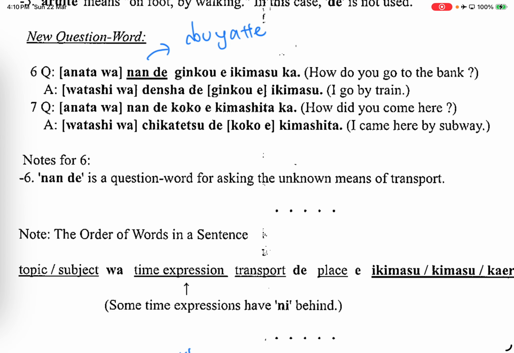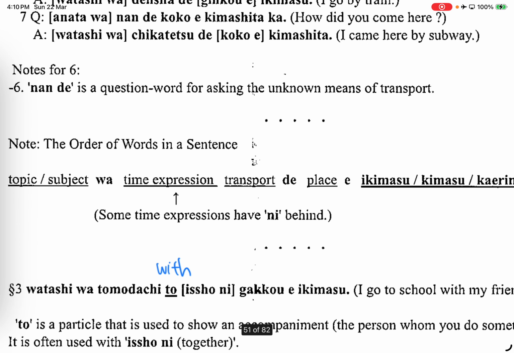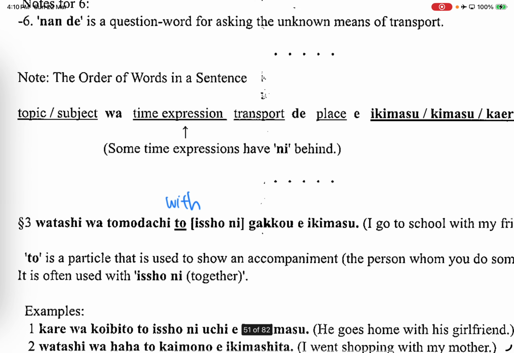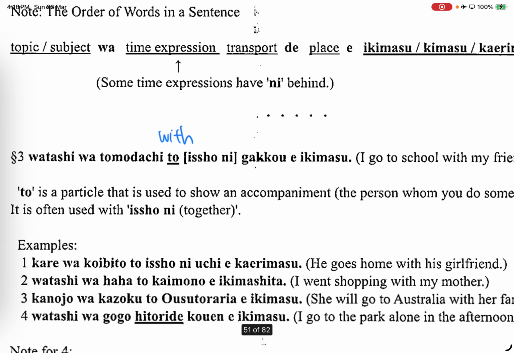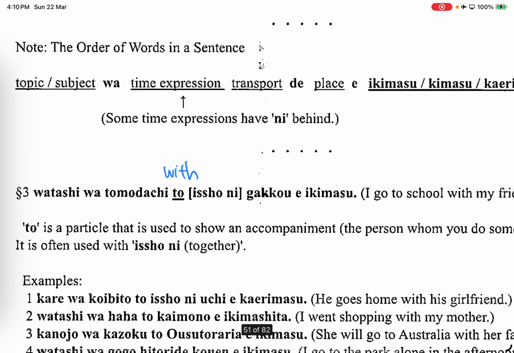Okay, next we have notes for number 6, where there is a question word. So orders of sentence, you can revise that as well. But you see the bracket, they say some time expression have ni behind. So what kind of time expression do we need to put a ni? Usually we say at 2 p.m. We don't say at afternoon I go to the zoo, right? So if you can guess why we use at, it is because for time expression with number, then we need to use at because it's specifying that specific particular time.